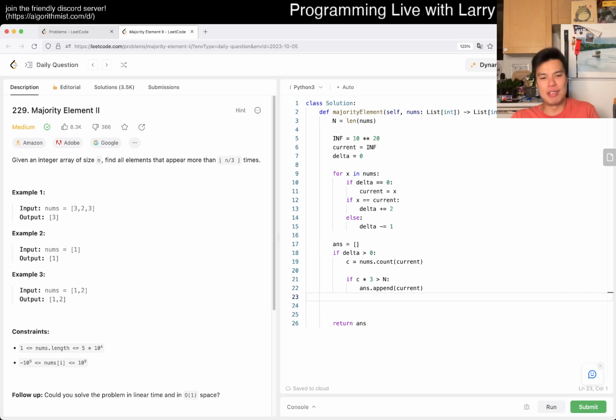Is there a funky way to think about this problem? I was just thinking about generalizing Boyer-Moore's majority algorithm, but maybe this isn't it. Maybe that was a red herring, and I apologize for wasting 12 minutes. But, you know, we're trying to learn here.